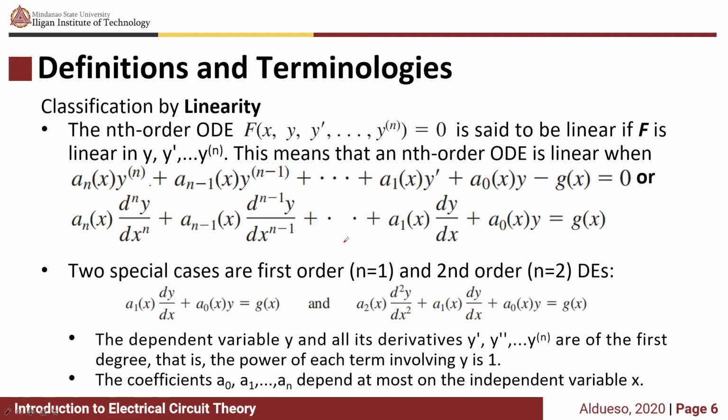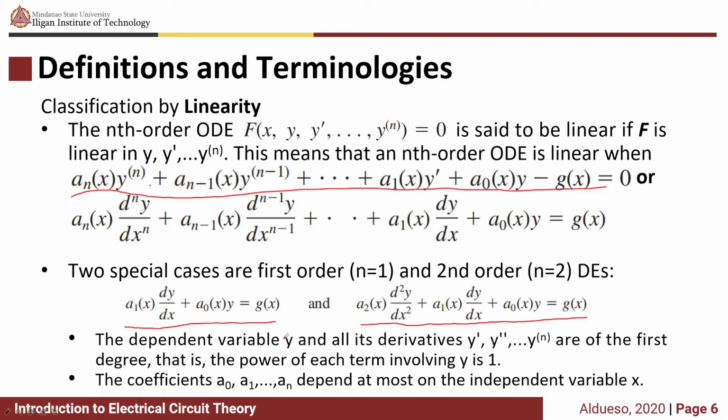So this means that an nth order ODE is linear when we have an of x times y to the nth derivative plus an minus 1 of x times y to the nth minus 1 derivative plus dot dot dot a1 of x y prime plus a naught of x y minus g of x is equal to 0. This form is equal to 0, or we can transpose g of x to the other side. We have this form. So there are two special cases for the first order and the second order. We have the first order, this form, and we have the second order, this form.